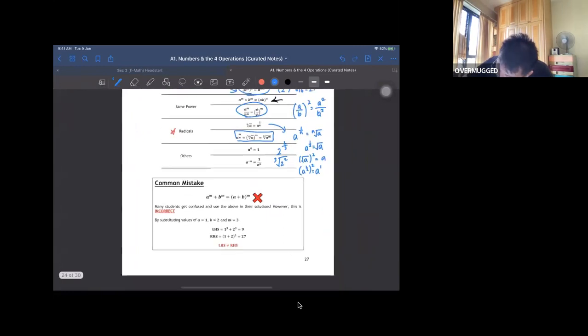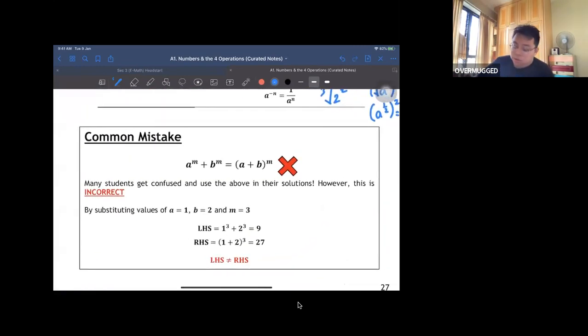Now, I just want to address this common mistake here. A lot of people think this is true, and this is rubbish. A to the power of m plus b to the power of m. A lot of people think it's a plus b, all to the power of m. Now, this is 100% rubbish. It's not true. I've proven it below here.